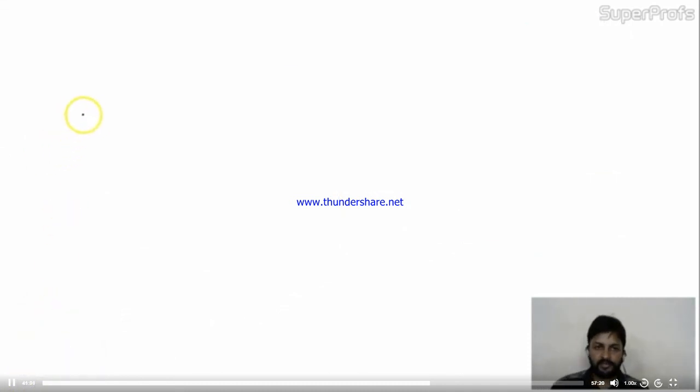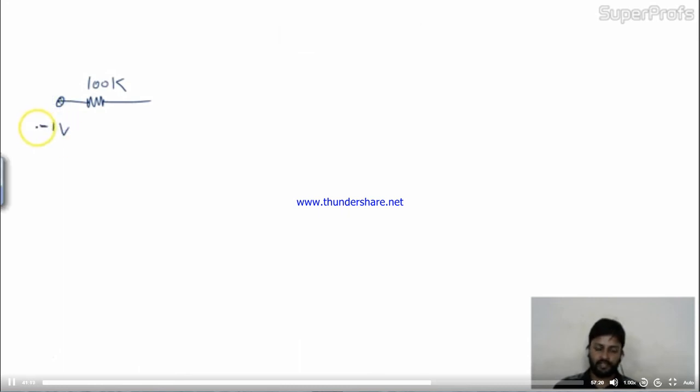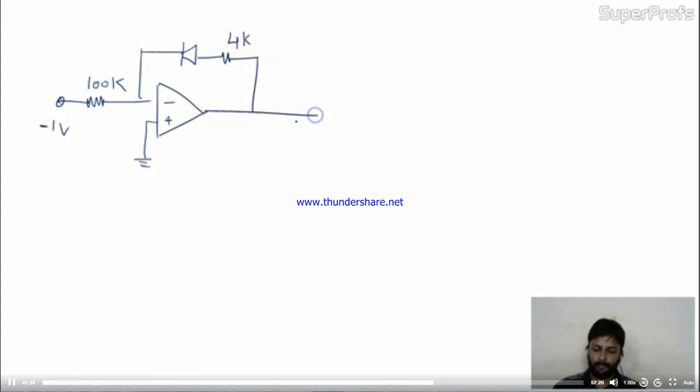The circuit of the question is 100K, Vi is minus 1 volt. This is Vi, okay? The circuit, minus plus, like this. Here the diode is given, 4K and V0. This is given over here.